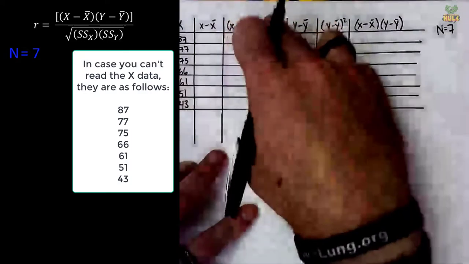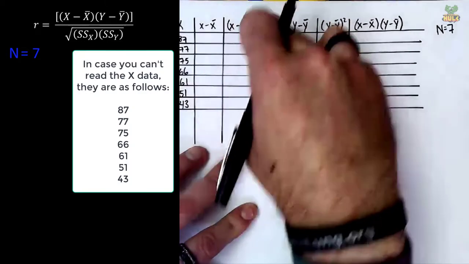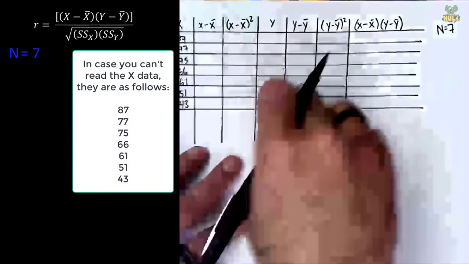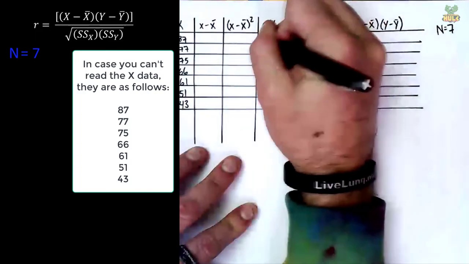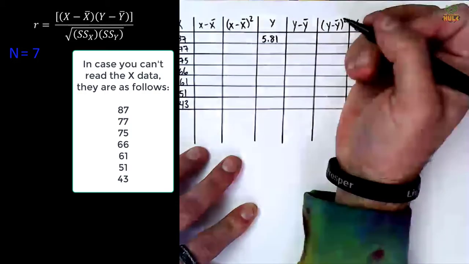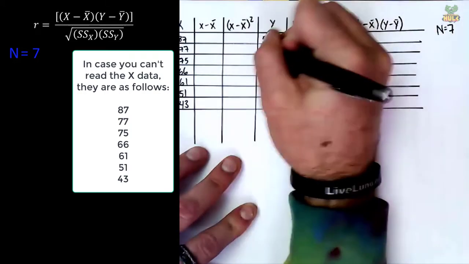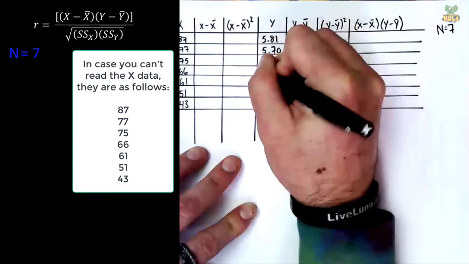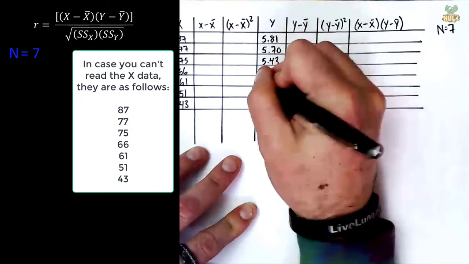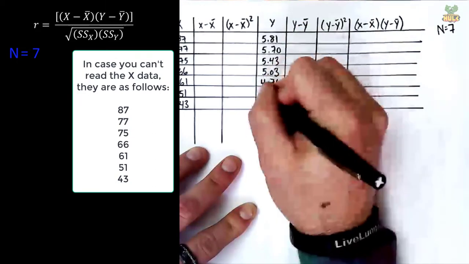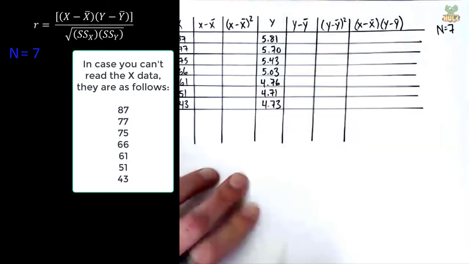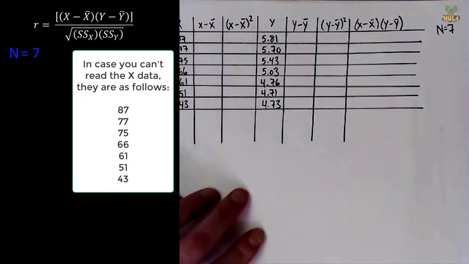The Y data then, this is going to be the rate of murders in the United States as a function of 100,000 people. So it's per 100,000 people. So in 2006, the rate was 5.81 murders per 100,000 people in the United States. It dropped to 5.70. This went to 5.43 to 5.03 to 4.76 to 4.71, and then a slight increase back at the end to 4.73. Okay, those are our data, so if you need to, pause the video, write those down, get your table set up, and then let's move forward.